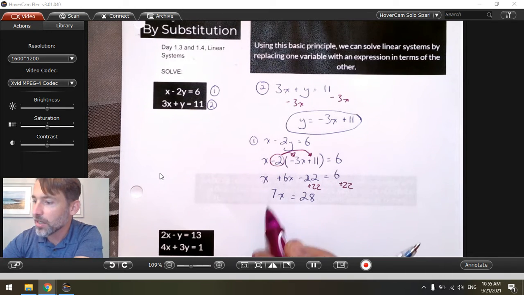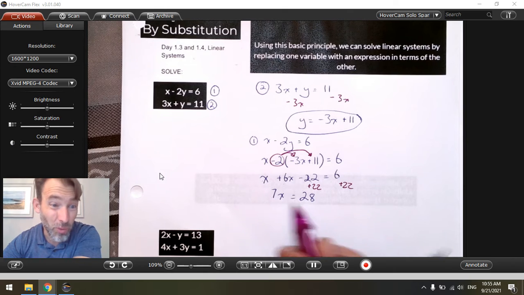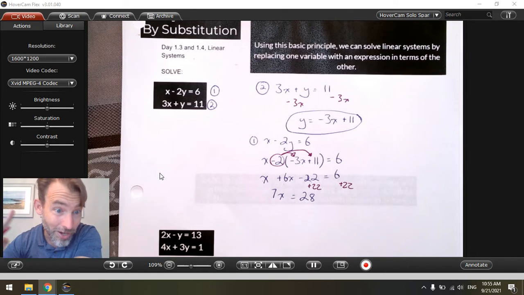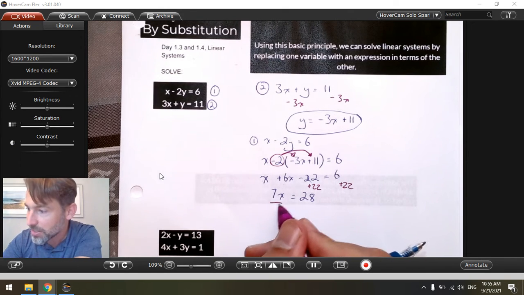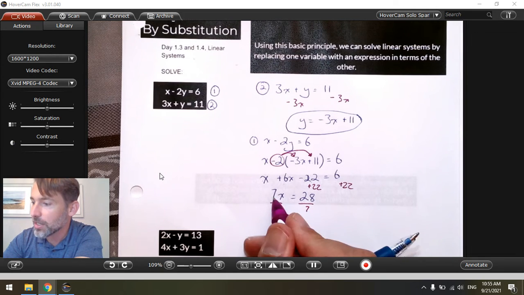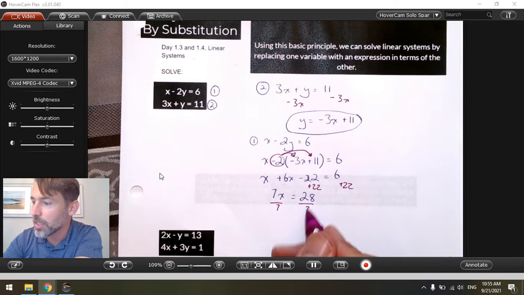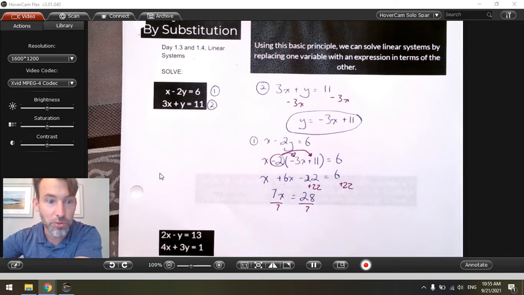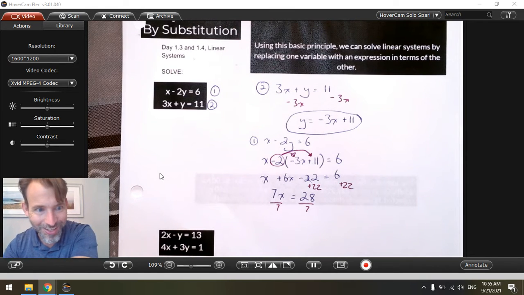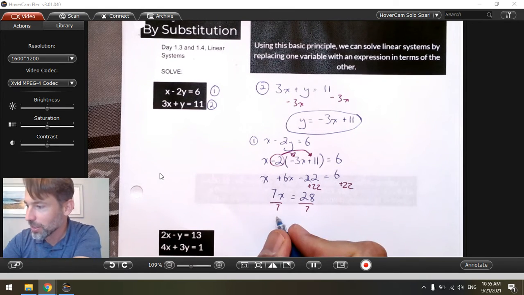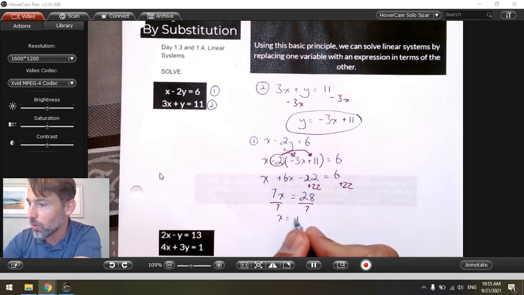Now, I see that I have 7 apples here, but I want to know what 1 apple is. 7x, I want to know 1x. So I'm going to divide by 7. Another way of saying that is 7 multiplied by x is equal to 28. So x has to be equal to 4. All right, 28 divided by 7, 4. So write that down. x is equal to 4. Circle that. That is half of your answer.